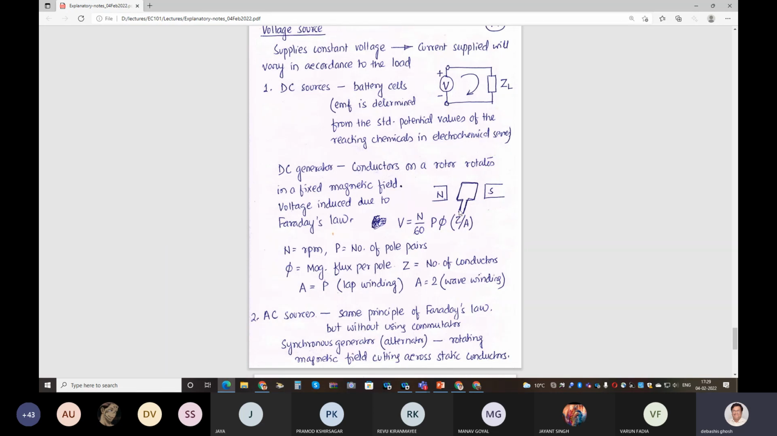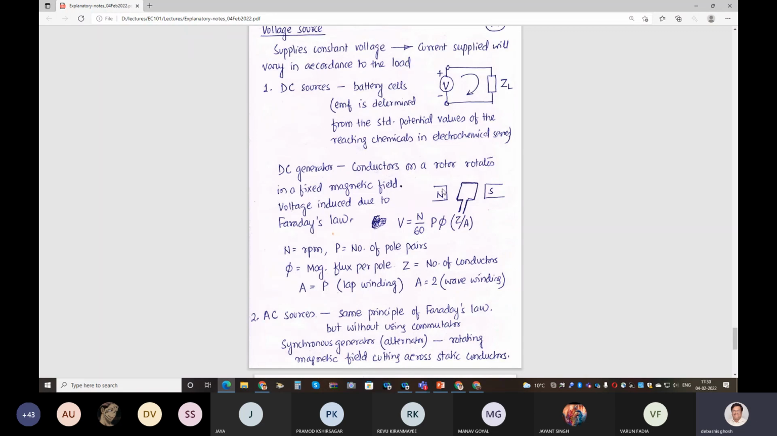Here, using the commutator, you make the current deliberately unidirectional. Okay, that is the difference. There is another type of AC source which is called an alternator, or synchronous generator. There it is actually just the opposite.